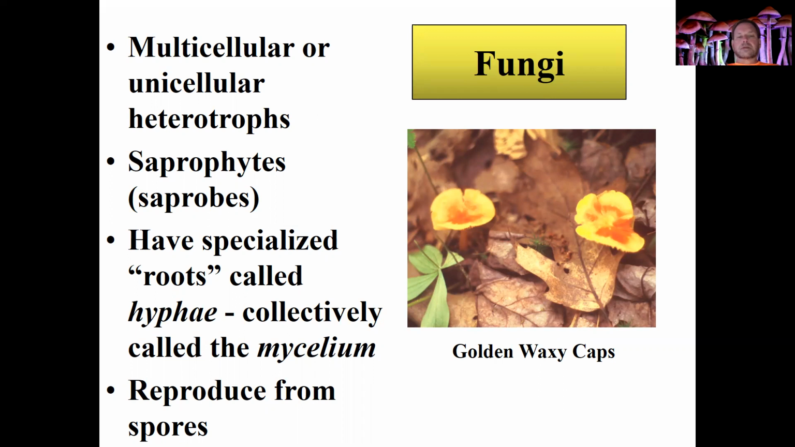Fungi reproduce from spores. And if you remember what a spore is, a 1N or a haploid thing. It has one set of chromosomes that turns into a 1N multicellular, or in the case of yeast, unicellular organism. But then at some point, you have the junction of two haploid chromosomes to make a diploid organism. We'll see how that happens in fungi.